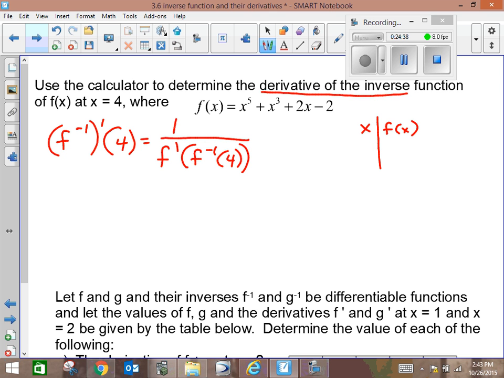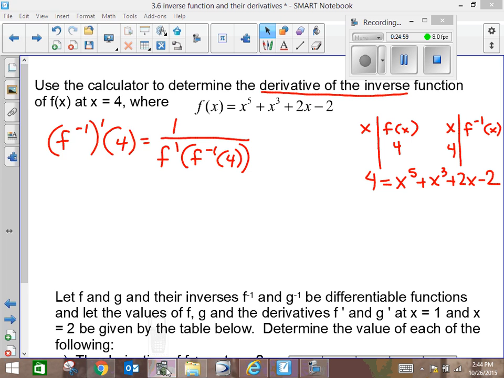All right, so again, we want to know, here's x and f of x. We know what x and f inverse. We know we want this to be 4. Okay, so what are we going to solve? So f of x equals 4, so 4 equals x to the 5th plus x to the 3rd plus 2x minus 2. All right, so we put that in our calculator.